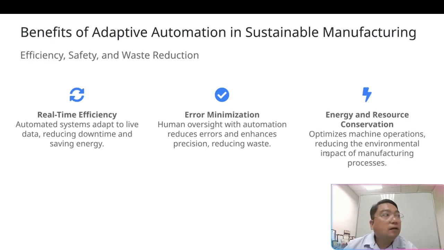Okay, so adaptive automation in sustainable manufacturing. Okay, we have real-time efficiency. Automated systems adapt to live data, reducing downtime and saving energy. Error minimization: human oversight with automation reduces error and enhances precision, reducing waste and conserving energy and resources, whereby we optimize machine operation, reducing the environmental impact in the manufacturing process.